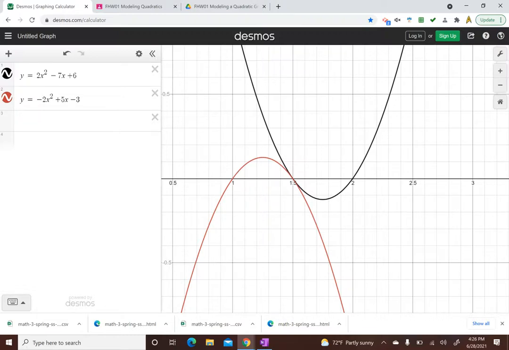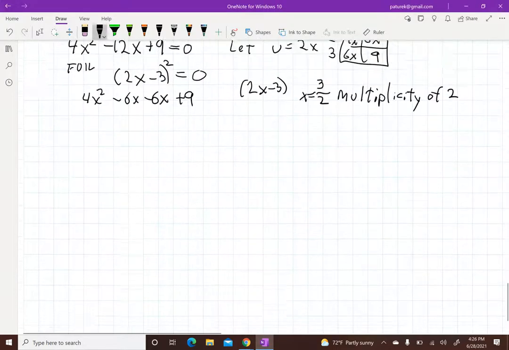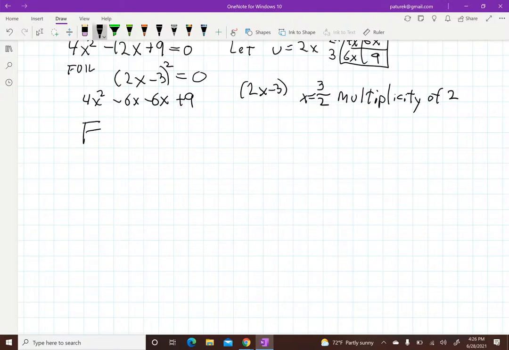for these two equations. If you put in x equals 3/2 into both equations, you should get out y equals 0. This concludes the debrief on, let's get back over here. This is the debrief on Fall Homework 01.